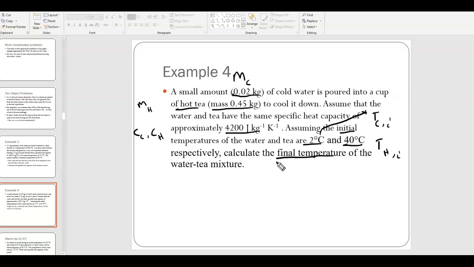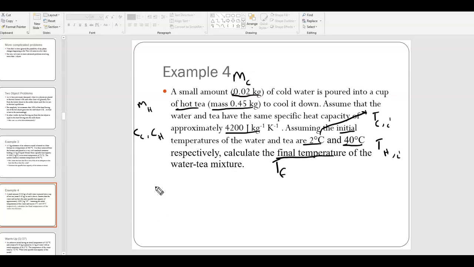And we want to find the final temperature of the mixture. Now, the assumption we have to make here, just because they don't give us enough information otherwise, is we have to assume when they say the final temperature of the mixture, they mean after the system has reached thermal equilibrium. Because if that's the case, then they, by definition, have the same final temperature.